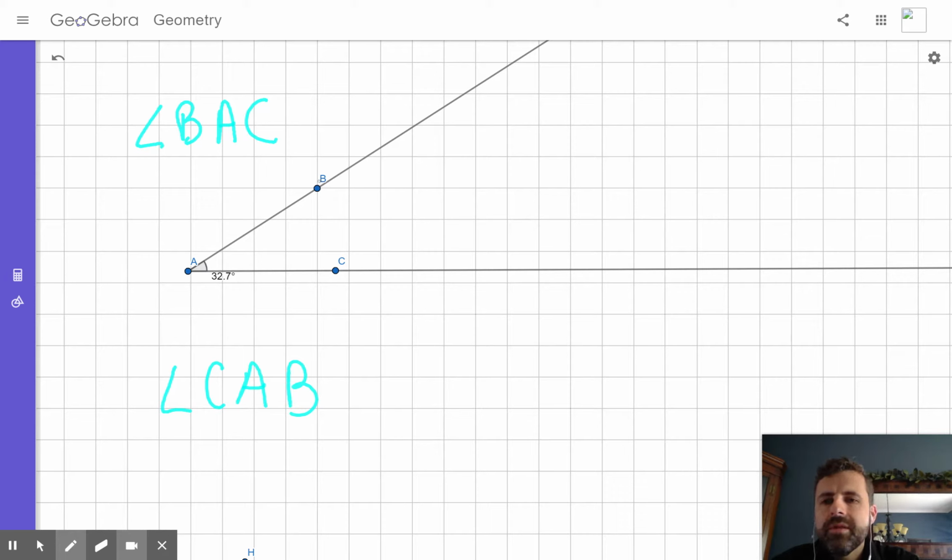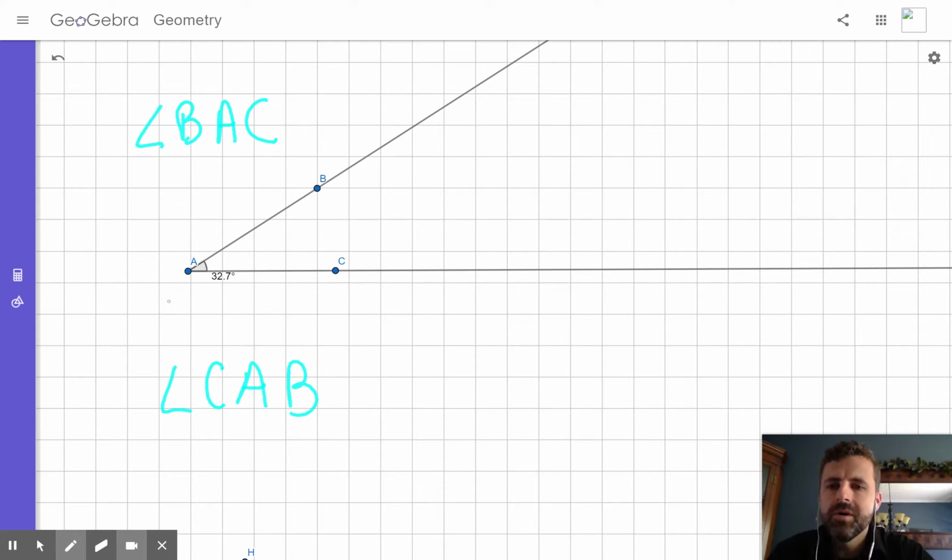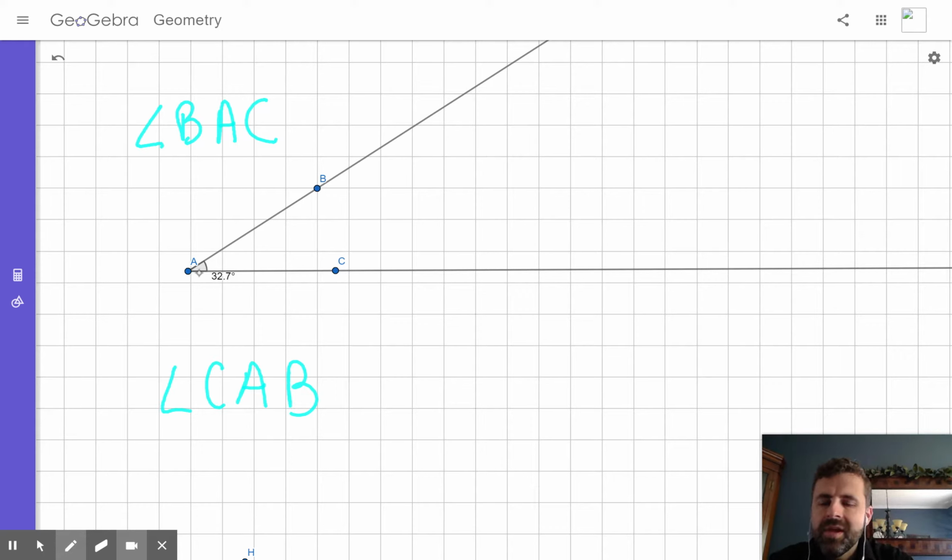The reason that the A is always in the middle is because it's what's known as the vertex of the angle. So where those two rays meet, ray AB and ray AC, they intersect, they meet right here at point A, and so we call that the vertex of the angle. And you guys can see this little gray area in here. That is the actual angle.